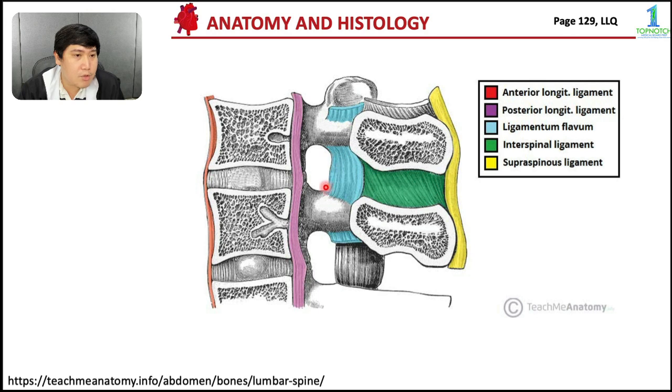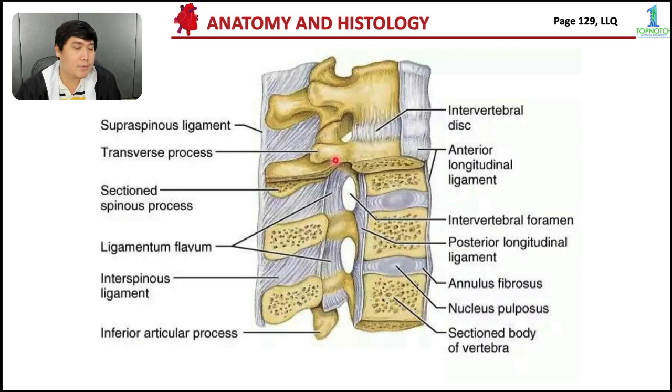So this is your ALL, this is your PLL. Your ligamentum flavum here connects the lamina of adjacent vertebrae. Yan, ligamentum flavum. You also have the interspinous ligament here, no? It connects the spinous processes, and then you have the supraspinous ligament connecting the tips of the adjacent spinous processes.